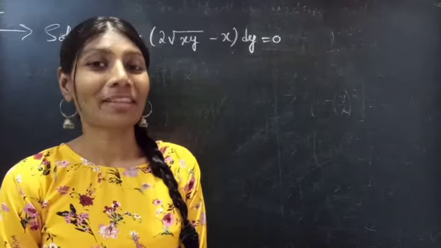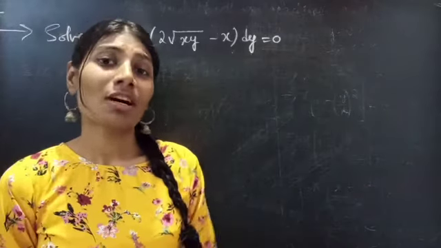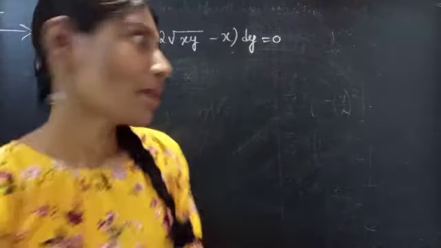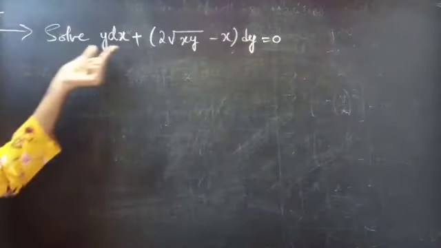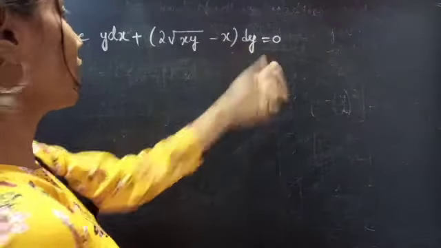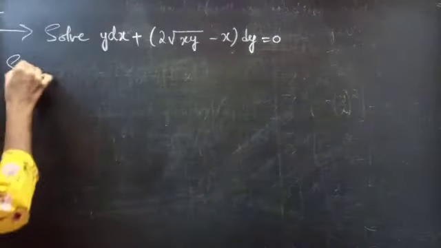This is Kalpana here. In this video, we are going to solve a homogeneous differential equation. So let's get started. Problem: solve y dx plus 2 into square root of xy minus x into dy equals to 0.